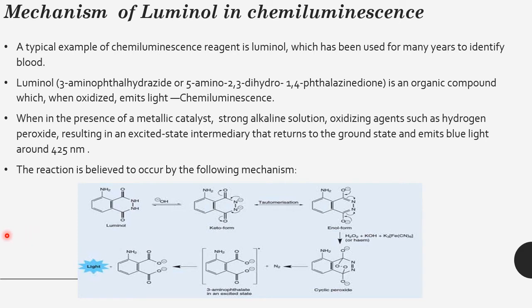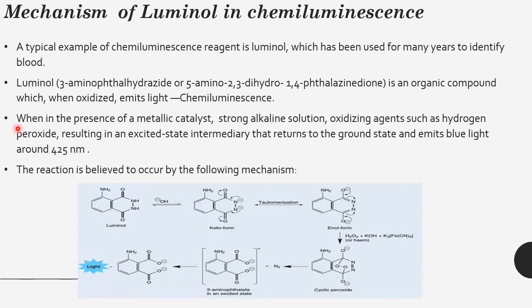If these two negative charges are present on nitrogen, it is known as the keto form, and if they are present on oxygen, then it is known as the enol form. Molecular oxygen, when combined with the enol form of the luminol anion, oxidizes it to a cyclic peroxide. This cyclic peroxide decomposes to give 3-aminophthalate in an excited state along with a molecule of nitrogen. And when the excited 3-aminophthalate drops down to the ground state, a photon of blue light is released.